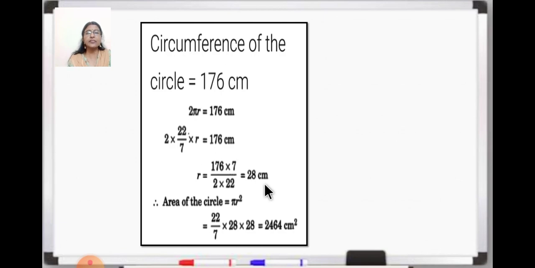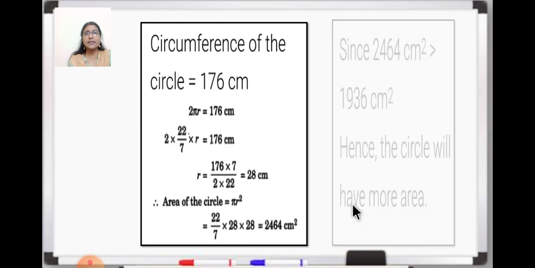Now we need to find out the area of the circle. So area of the circle is pi r square, because we have to compare both the areas and see which covers more area. So we'll substitute in place of pi 22 upon 7, and r we got 28 into 28. When we solve this, 7 4s are 28, we'll get 2464 centimeters square.